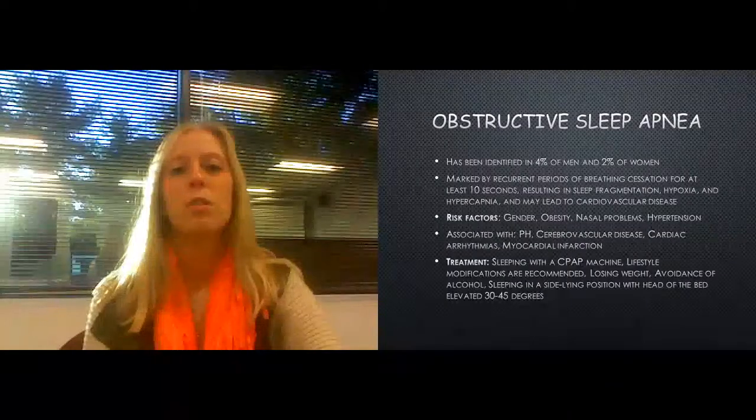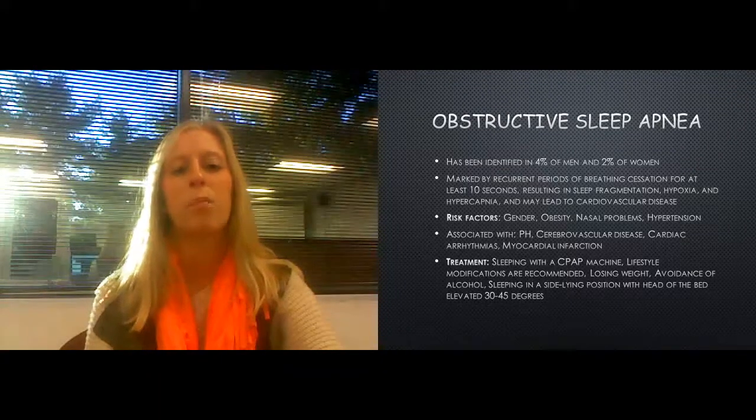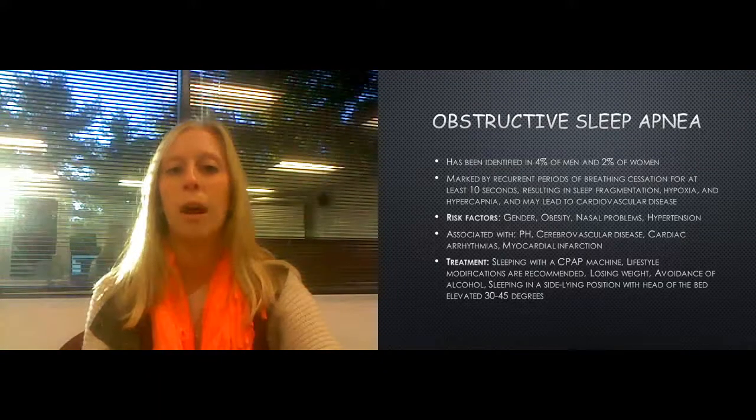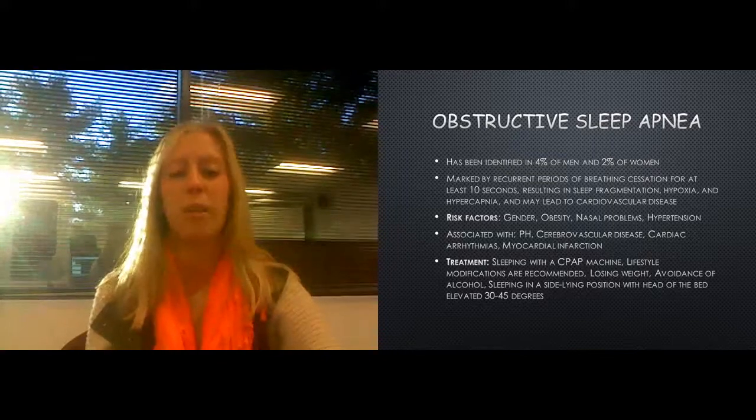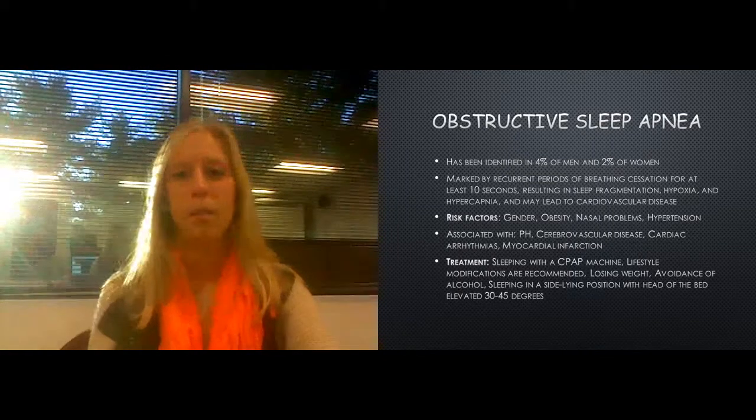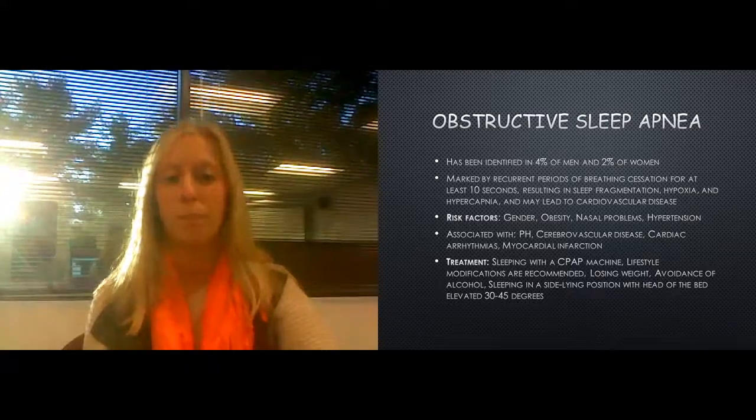So obstructive sleep apnea is marked by recurrent periods of breathing cessation for at least 10 seconds, resulting in sleep fragmentation, hypoxia, and hypercapnia. It may lead to cardiovascular disease. And some risk factors are gender, obesity, nasal problems, and hypertension.